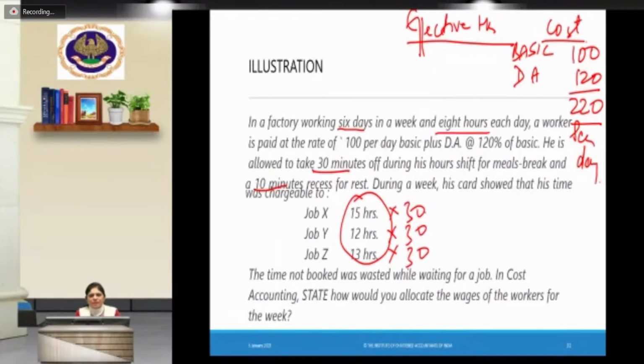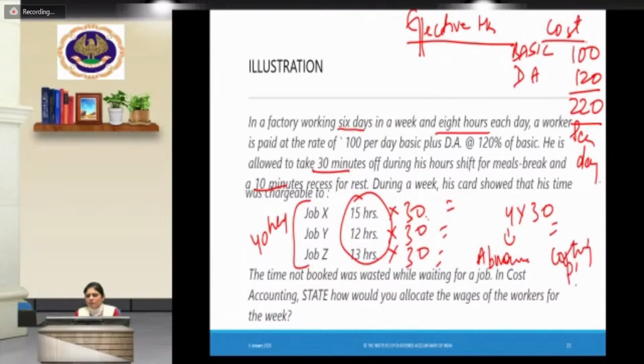So this is the cost. We'll calculate the normal wage rate per hour, then we'll calculate the cost of the job. So this will be the cost, whatever it comes, and yes, it will be for 40 hours. So the laborer has worked for only 40 hours. He should have worked for 44 hours. Clear? So the balance 4 hours is abnormal idle time. 4 into 30, this is the abnormal idle time. Whatever it is will go to costing profit or loss account.